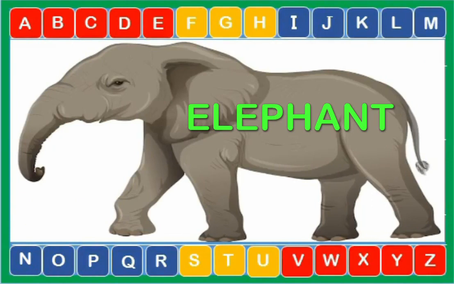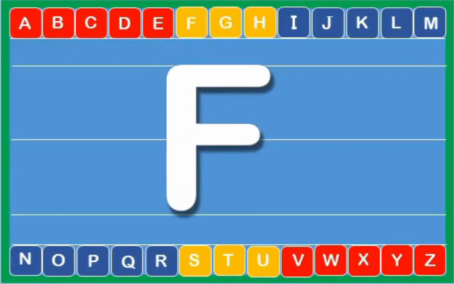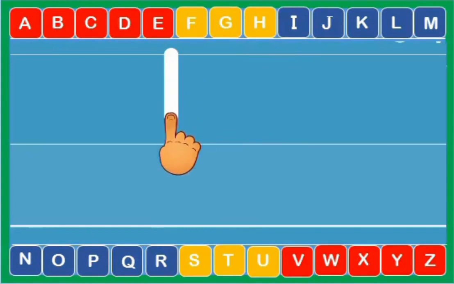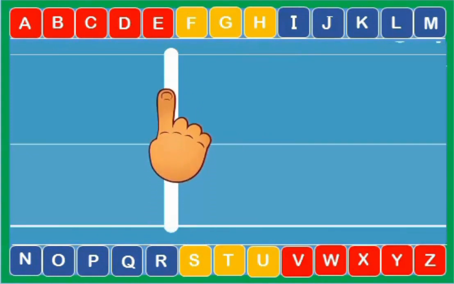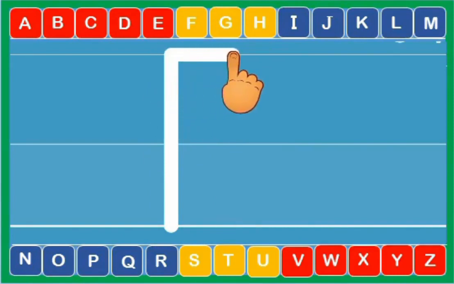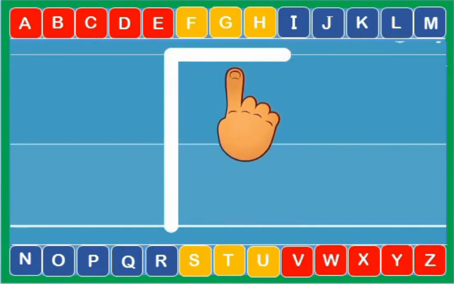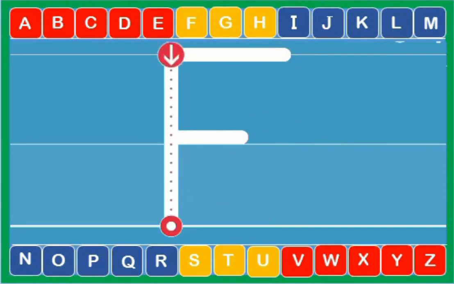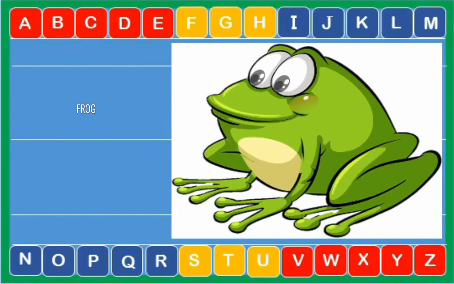Next is letter F. A stroke down, upper dash, and middle dash. F for frog.